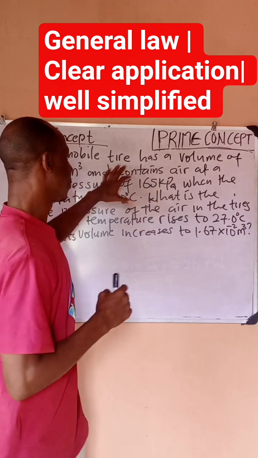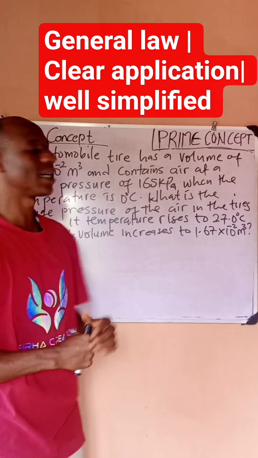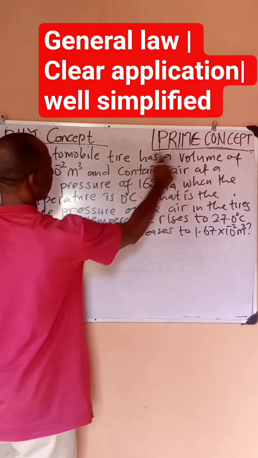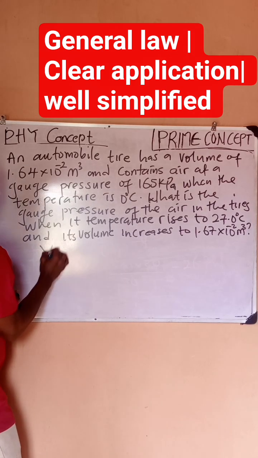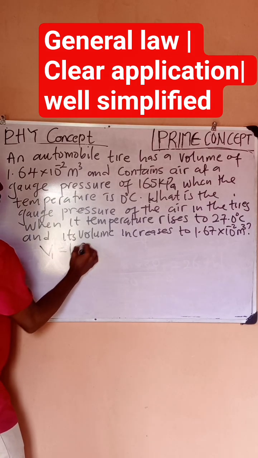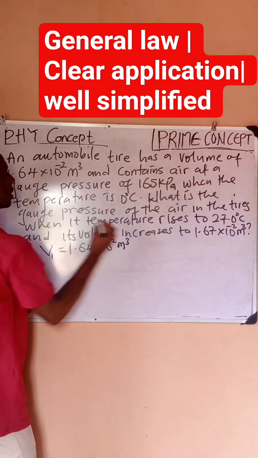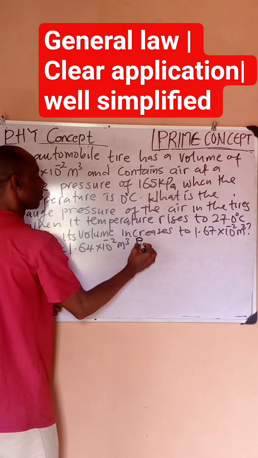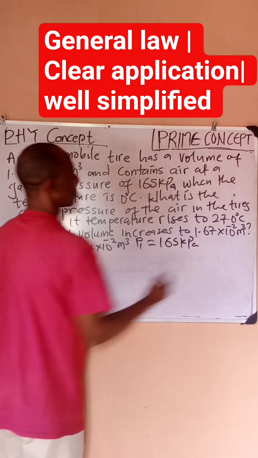We have another problem to analyze, and this is under gases, right? Gas law, general gas equation. And we have an automobile tire that has a volume of this. So the initial volume, which I'm going to call V1, is 1.64 times 10 to the power minus 2 meter cube and contains air at a gauge pressure. So our initial pressure P1 is 165 kilopascal.